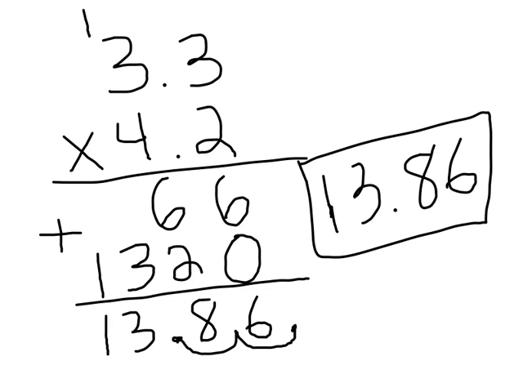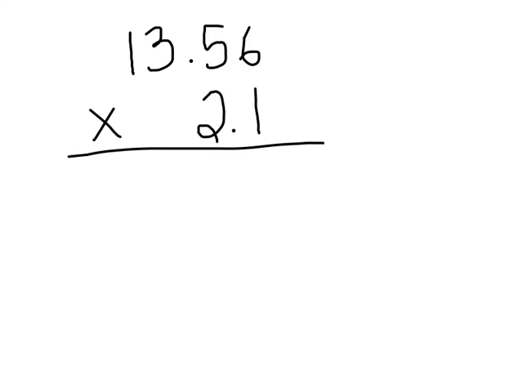One more, then you'll practice. All right, 13.56 times 2.1. Now, let's go ahead and multiply this. 1 times 6 is 6. Again, I'm ignoring my decimals until the end. 1 times 5 is 5. 1 times 3 is 3. And 1 times 1 is 1. Give yourself a 0 placeholder. Make sure you don't forget that.